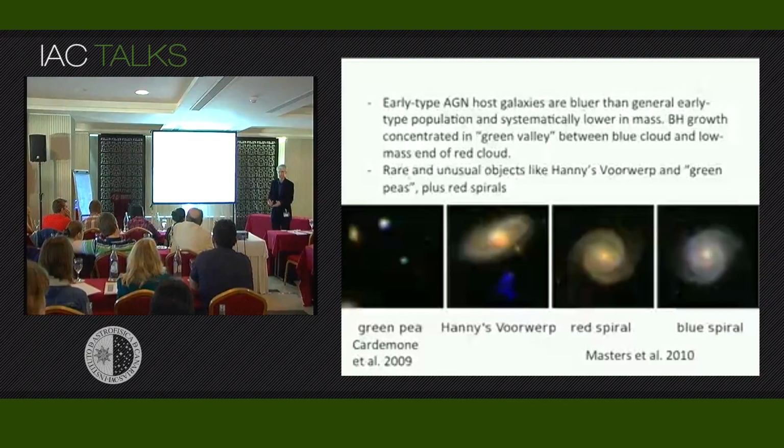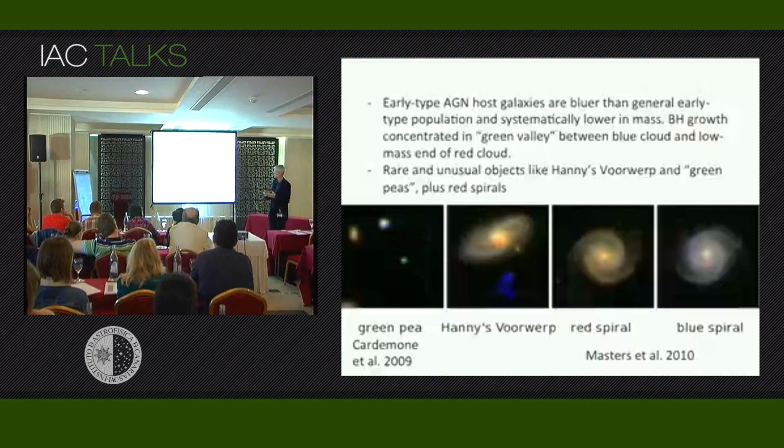Green peas. You see that left frame there? There's a little green spot in the middle. It's called a green pea. It turns out to be a particular type of compact galaxy with a lot of O3 emission in the spectrum. They're fairly compact, and they have some characteristics in common with other compact classes of galaxies.